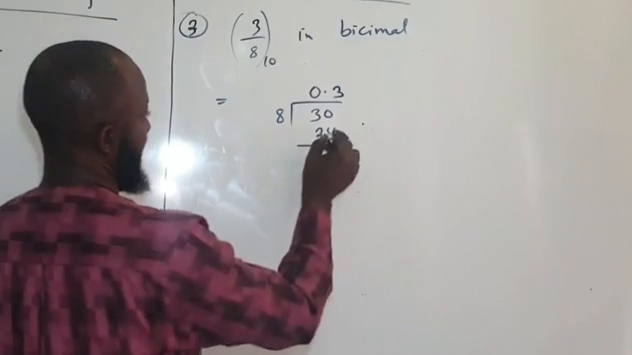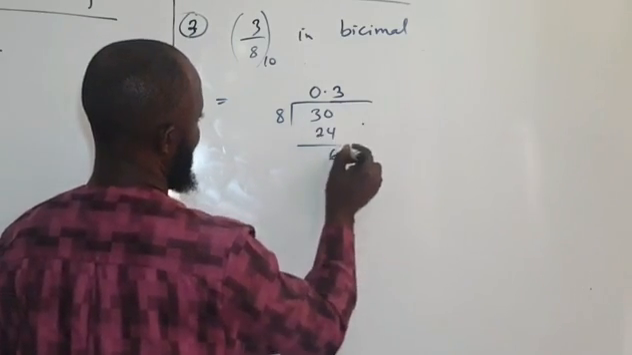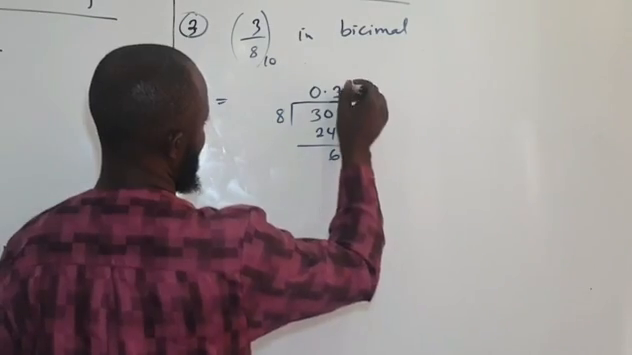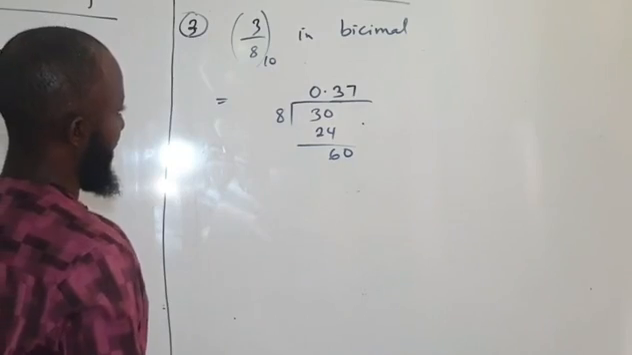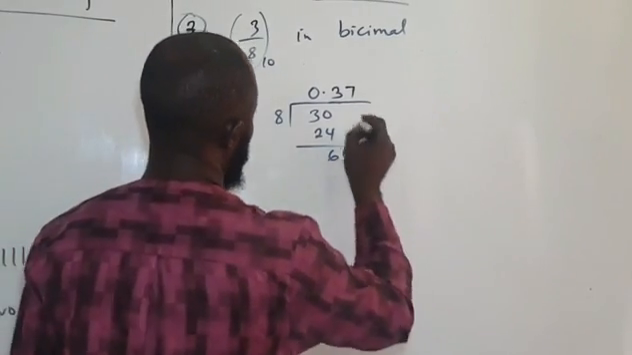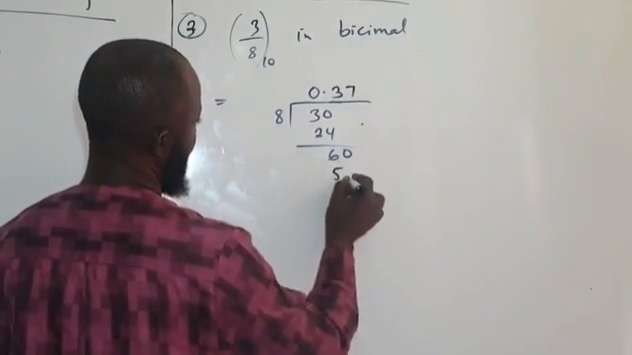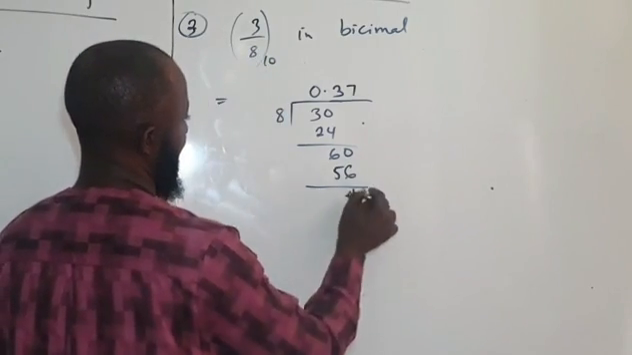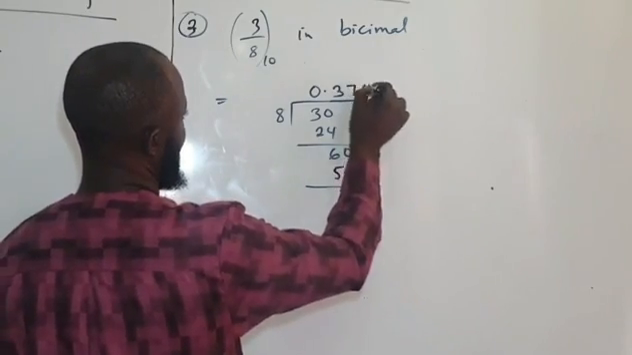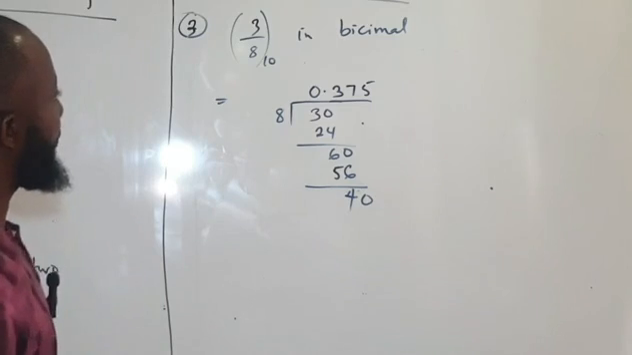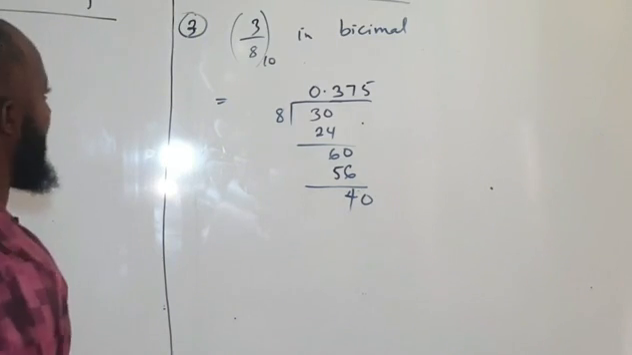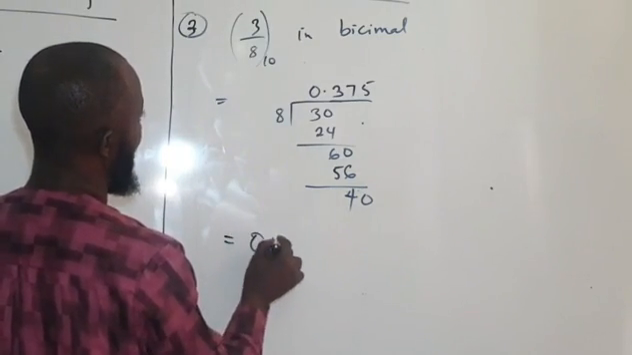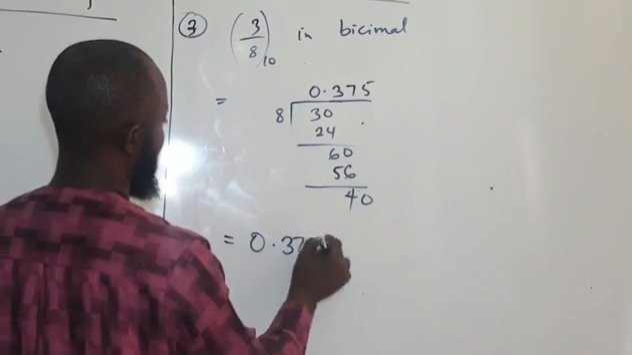Right? So we add 0 to it. 8 in 60, 7. 7 is 56. Subtract, this gives 4. Add 0, 8 in 40, that is what? 5. So this gives 0.375. So that is base 10. This is what we have. It's like we have 0.375 in base 10.